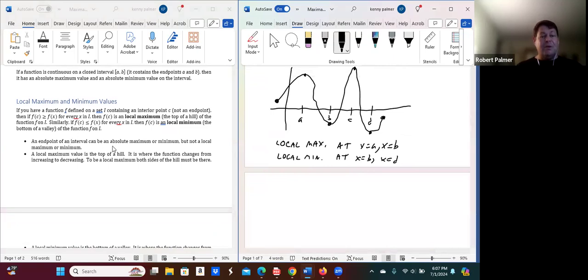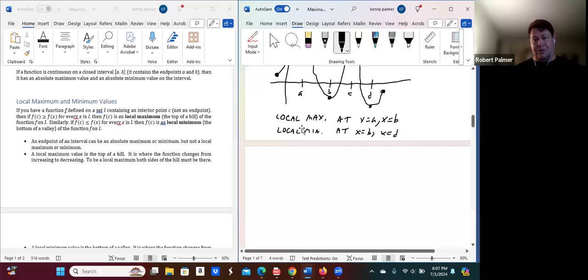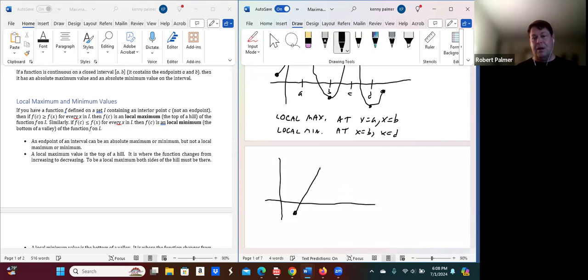Once again, an endpoint of an interval can be an absolute maximum or minimum, but not a local maximum or minimum. So actually, the endpoints don't count. So actually, let's do another graph down here below. A few more things could happen. Let's say we had a point like this. Now let's say this function actually comes to a point. Let's say this is our function.